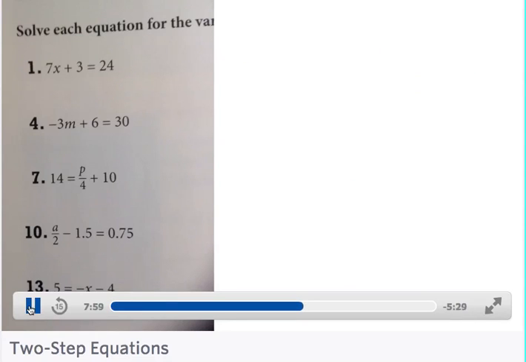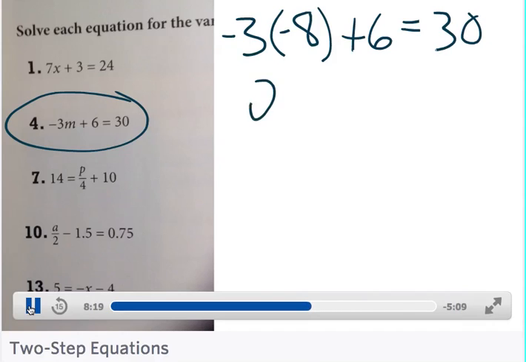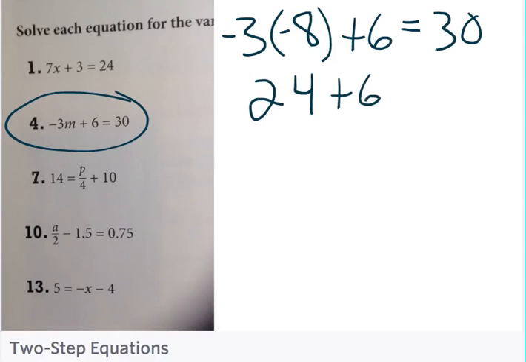The next one, we think that m is equal to -8. So we write -3, instead of times m, we do times -8. And add 6 to see if that is equal to 30. -3 times -8 is 24 because a negative times a negative is a positive when we multiply, so 24 plus 6 is equal to 30. That one checks. Let's try our next one.